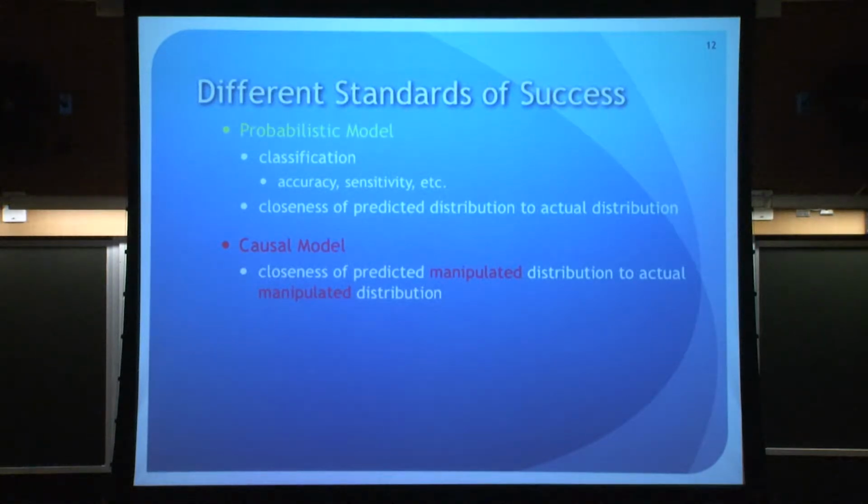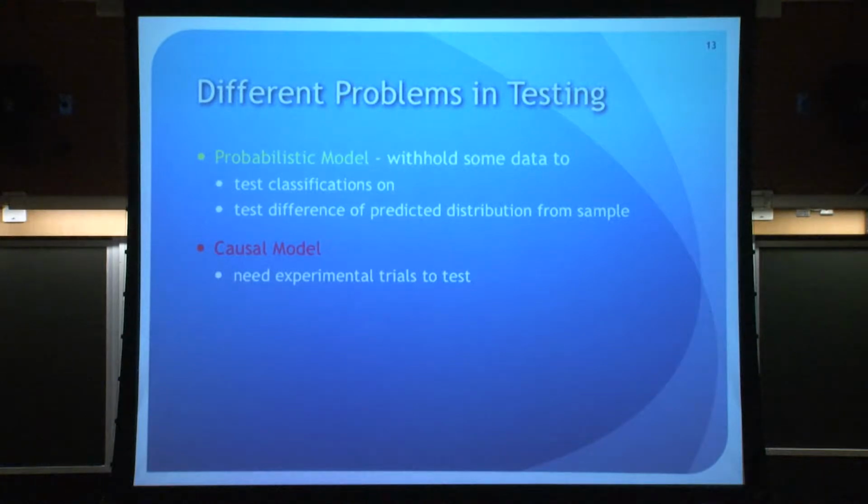And the standard of success, of course, if I'm doing a probabilistic model where I take my probability model to be just a set of probability distributions, is, if I'm interested in classification, accuracy, et cetera. Or I could be interested in the closeness of the predicted distribution to the actual distribution. But if I have a causal model, then I'm interested in the closeness of the manipulated distribution to the actual manipulated distribution.